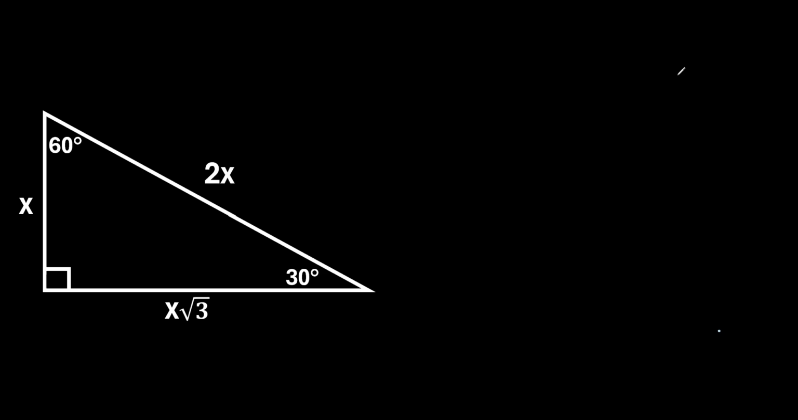In this video, we will talk about how to solve 30, 60, 90 special right triangles. This is a type of triangle where one of the angles is 30 degrees, one of the angles is 60 degrees, and the third remaining angle is 90 degrees.